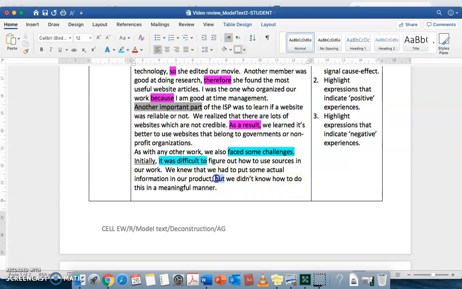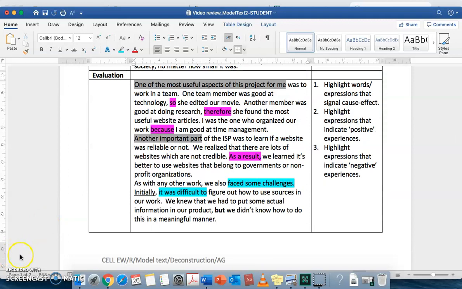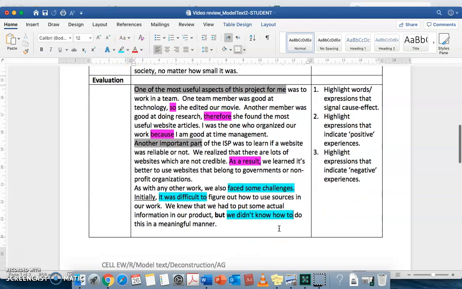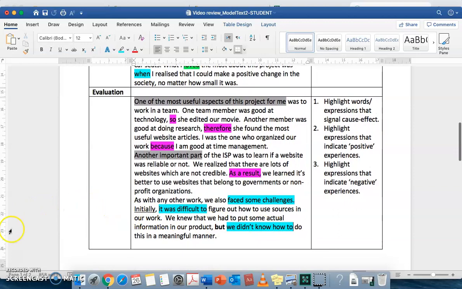But is the word here that's giving us an opposite point of view, not telling us a reason why. Cause and effect. And the final part, which indicates more of a negative experience, is the sentence, we as the subject didn't know how to do something. We didn't know how to. This is indicating a negative experience. Okay, that's it for the first half of this model text 2.